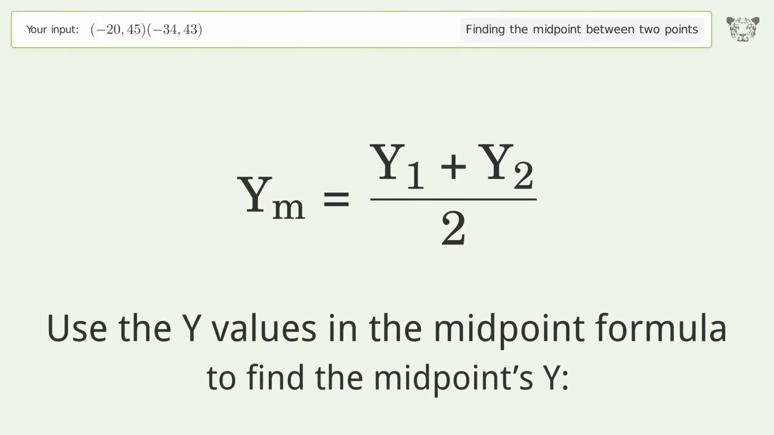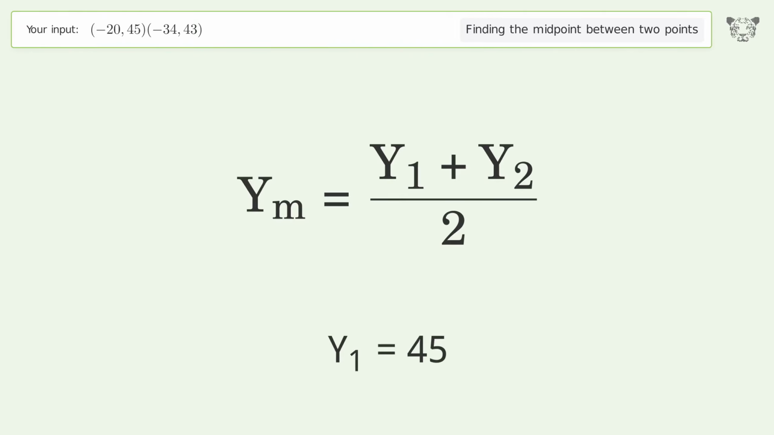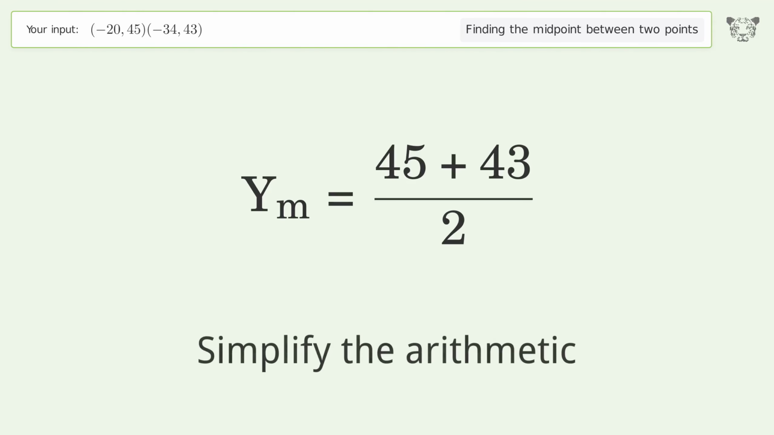Use the y values in the midpoint formula to find the midpoint's y. y1 equals 45. y2 equals 43. Simplify the arithmetic.